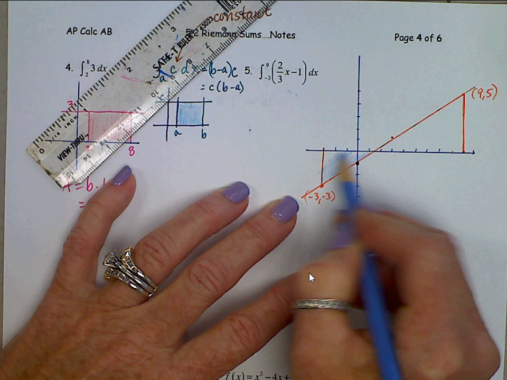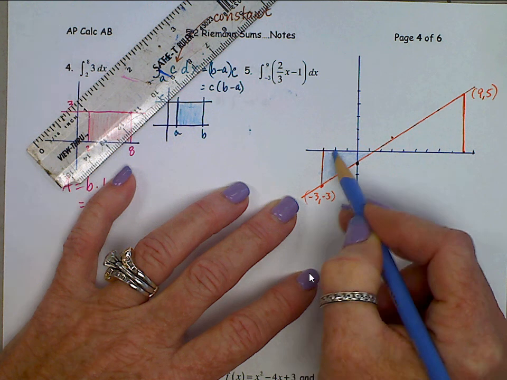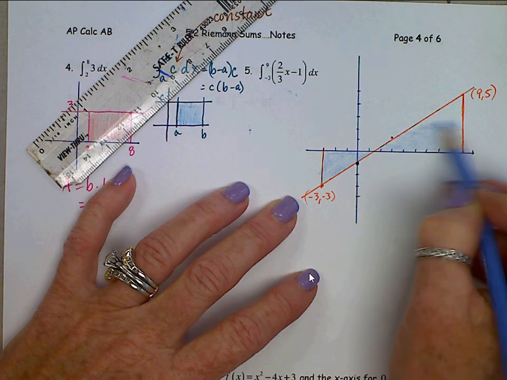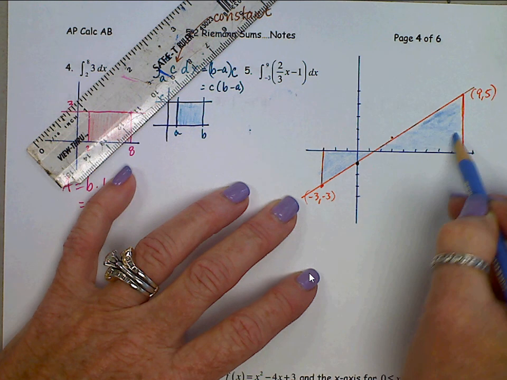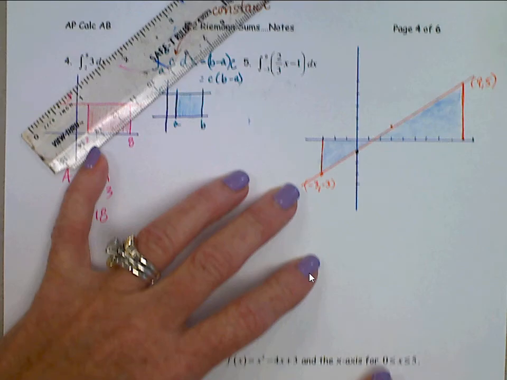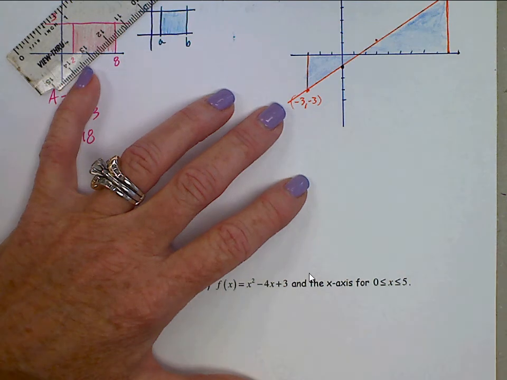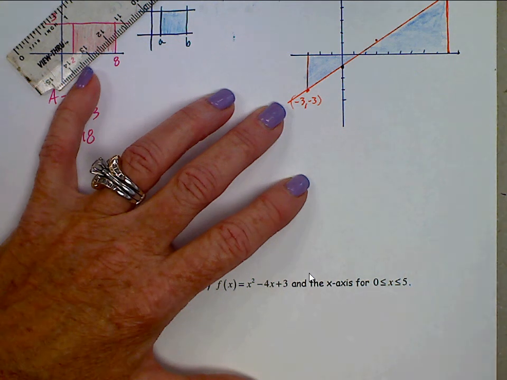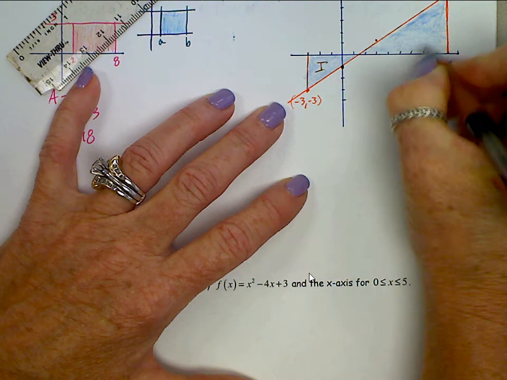Now we want the area between that curve, in this case line, and the x-axis. So we're looking at these shaded portions here. We have 2 sections here, so we'll need to find the area of each one separately. Let's call this one section 1 and this one section 2.